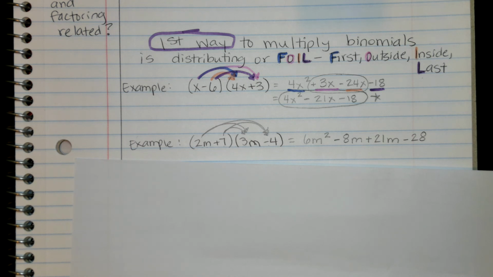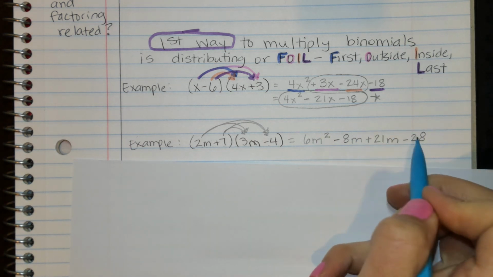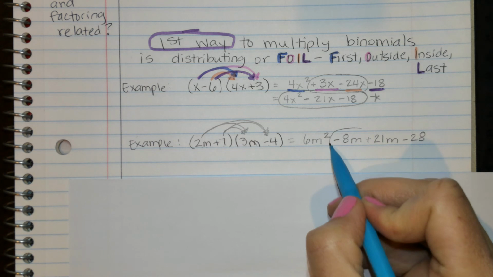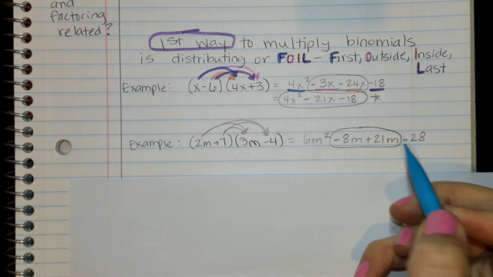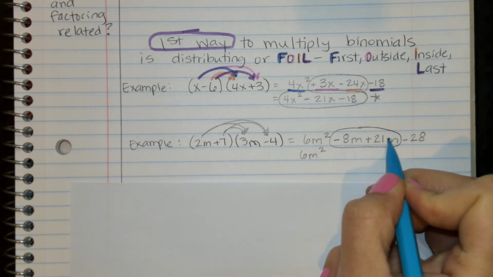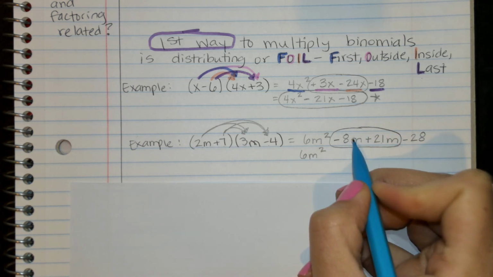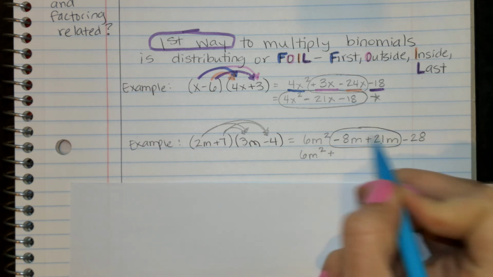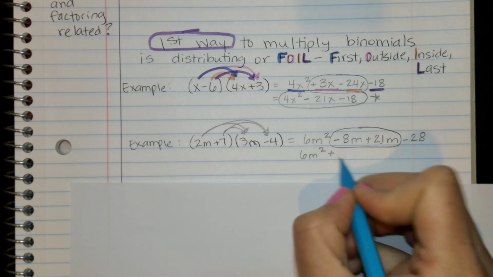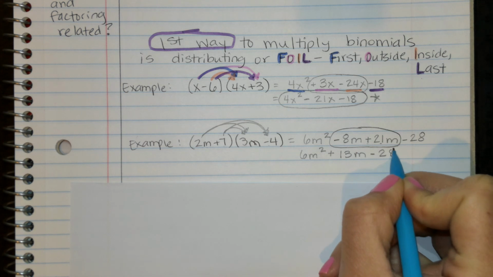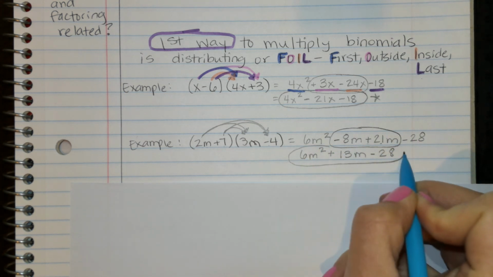So again, you just have to distribute and multiply first, outside, inside, last. Okay. If you are missing a term, make sure you double check your work. So the last thing is to combine like terms. And again, I have these 2 that are like terms, and I will combine them. So 6m squared. I've got 21m minus 8m. So I'm going to keep the sign of the larger value, which is the positive 21, and just subtract 8 from 21, which should be 13m. And then 28 just stays minus 28. And that is the answer.